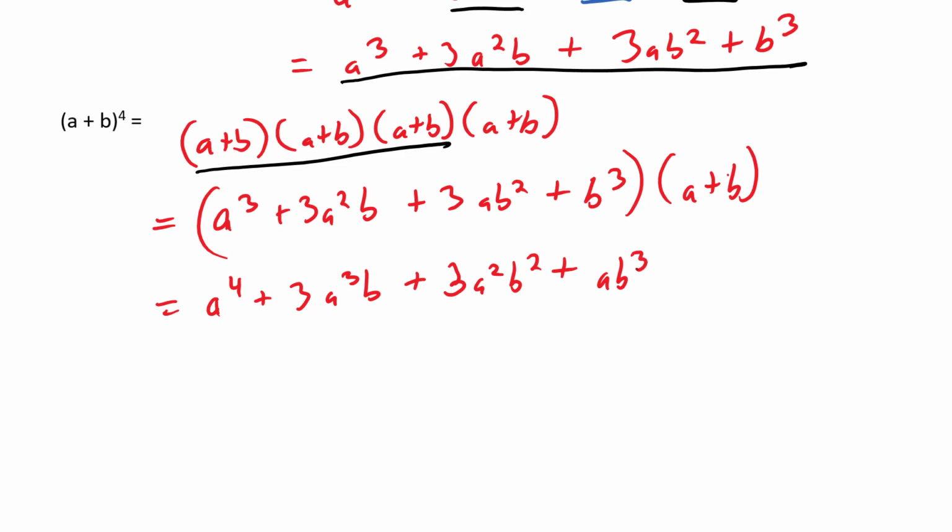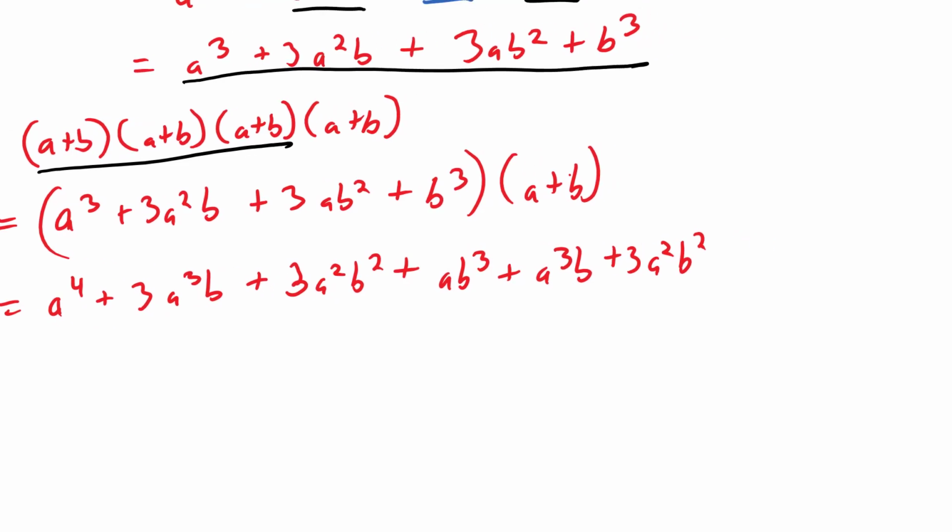Let's distribute the b now. Plus a cubed b plus 3a squared b squared. Running out of space here. Plus 3ab cubed plus b to the exponent 4. Let's collect like terms. A cubed b, a cubed b. A squared b squared, a squared b squared. Ab cubed, ab cubed. Combine those together.